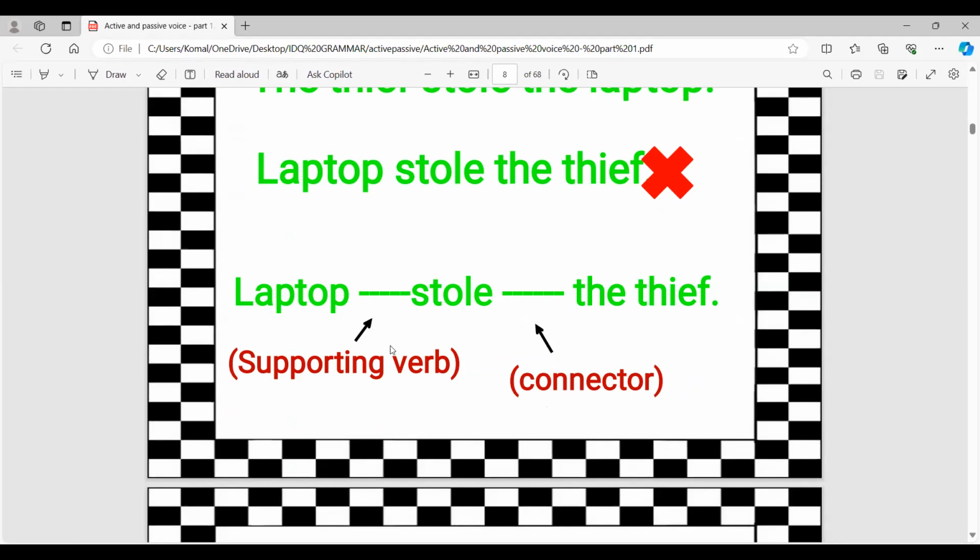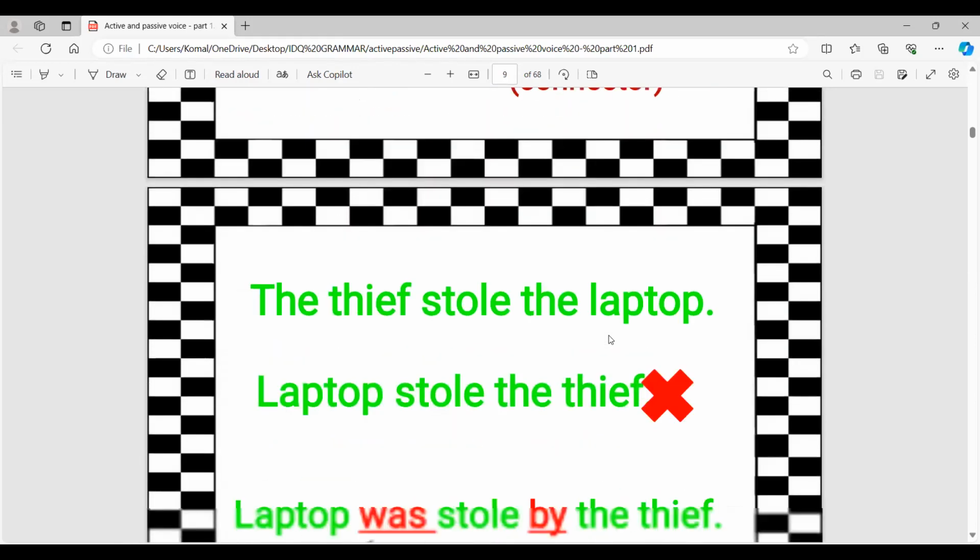Then we have to use one supporting verb, then the main verb, then one connector. The connector used in the passive voice is called by. And then the subject becomes the object.